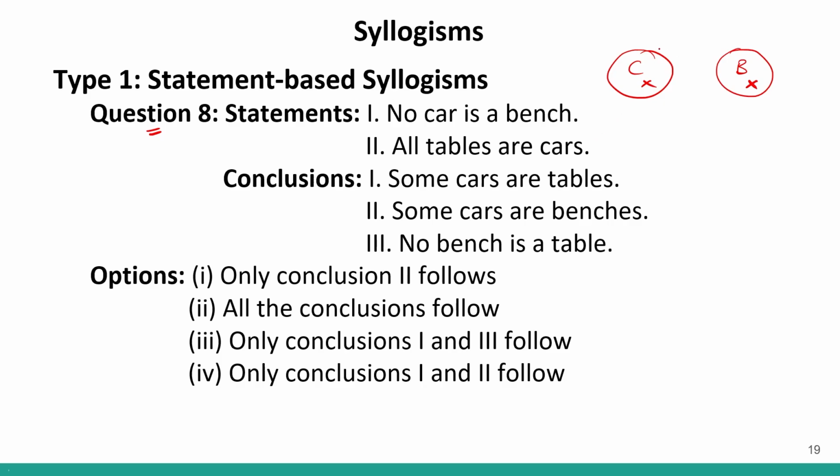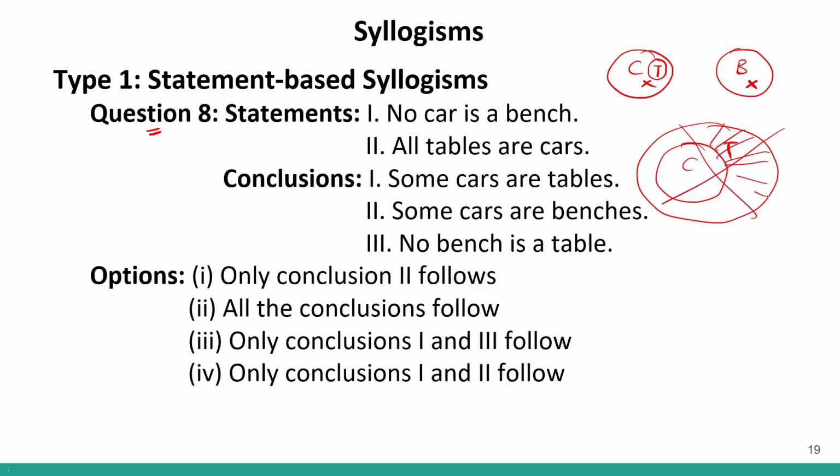All tables are car. So I can draw tables like this because all tables are a part of car. Okay, do not confuse this. Some people draw it like this. All tables are cars is drawn like this. This is a wrong diagram because then this portion is table but not car. So this is the wrong diagram. Please pay attention to the question. The question says all tables are car. That means table will come inside car. Tables are a part of car. Okay, so this will be my Venn diagram.